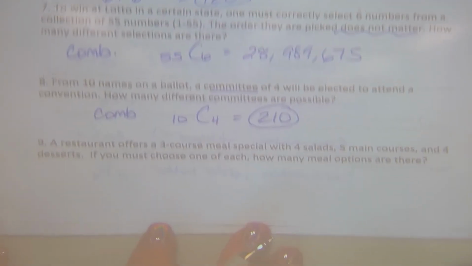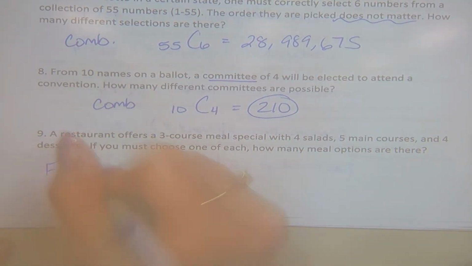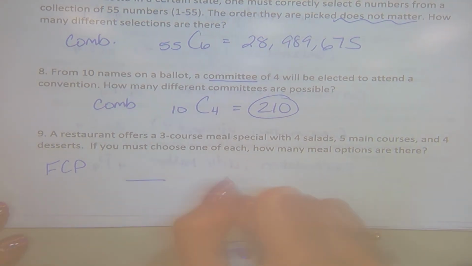Number 9, I've got a restaurant. At a restaurant, I'm ordering a 3-course meal. So I've got salads, main courses, and desserts. That's more than one set. Anytime I'm looking at more than one set, I'm looking at the fundamental counting principle. So I'm going to pick a salad, I'm going to pick a main course, and I'm going to pick a dessert. Salad, main, dessert.